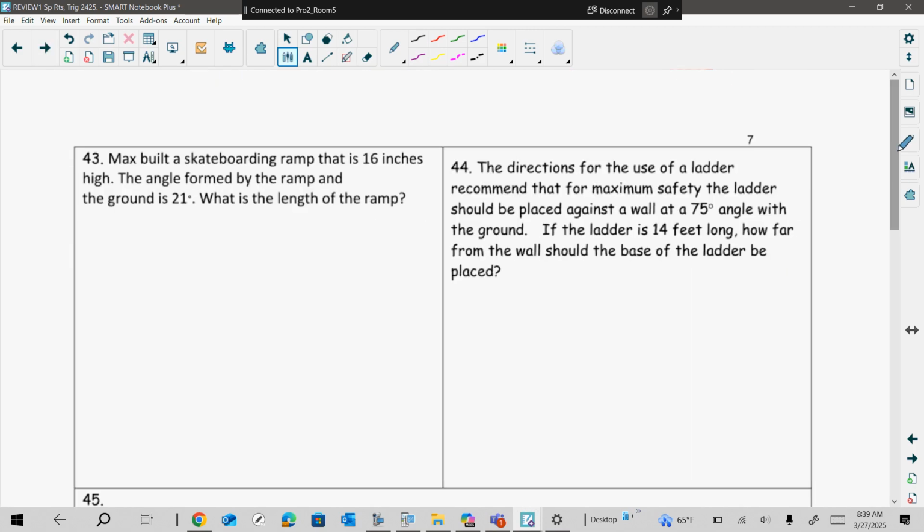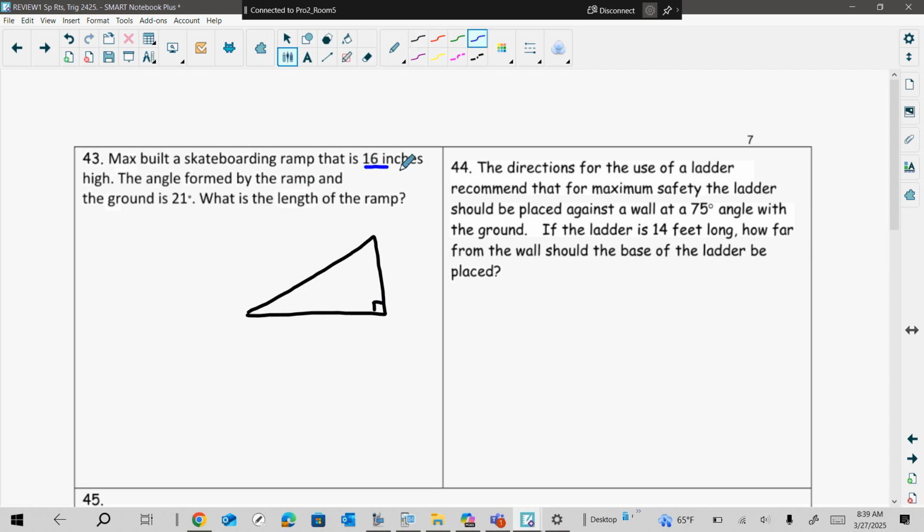we have a ramp for a skateboard here on 43. Just kind of go over. Remember, there's no picture. You just start off with a generic right triangle. The ramp is 16 inches high, the angle formed by the ramp and the ground is 21 degrees. They want to find the length of the ramp.